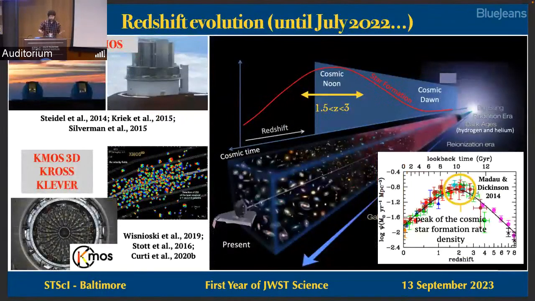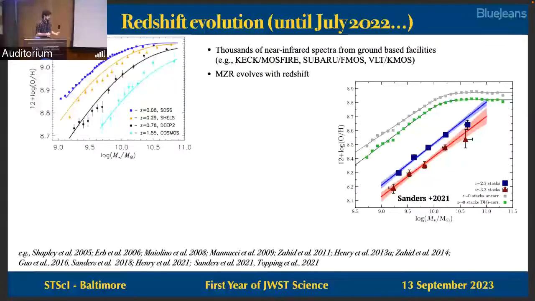And there has been extensive work in the last decade to try to characterize the evolution of the metallicity scaling relation from the ground, but that was possible only up to a redshift of around 3, where those diagnostics in the rest-frame optical could be observed in the near infrared from the ground. And overall, the picture that has emerged is that the mass-metallicity relation evolves with redshift in the sense that at fixed stellar mass, high redshift galaxies are less enriched than their local counterparts.